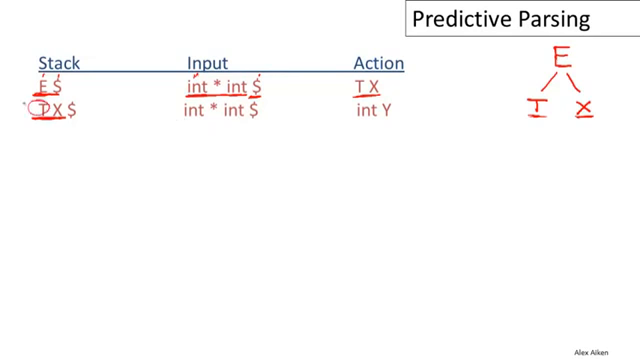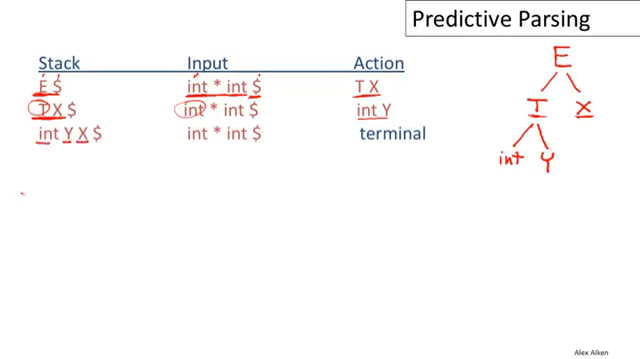And now if we look at the T, int entry, it says to use T goes to int Y. And so now we can expand T by int Y. And now what's going to happen is T is popped off the stack, int and Y are pushed onto the stack, and now notice the stack is int Y X from top to bottom. The frontier of the parse tree is int Y X. Okay? And now we have a case where we have a terminal on top of the stack, and so now we're going to try to match it against the first terminal in the input.